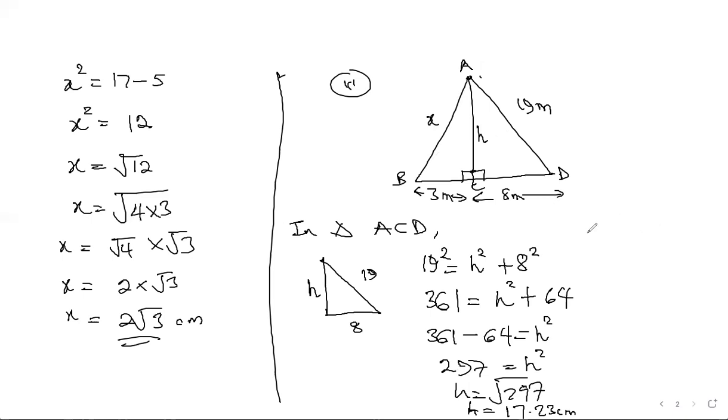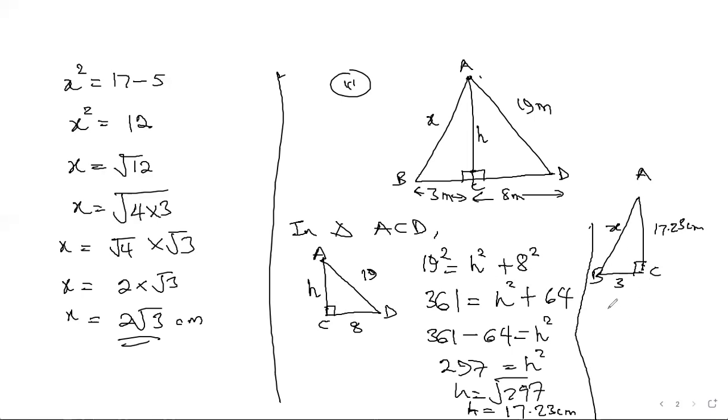Now that I have H, then I can consider the second triangle. So in the second triangle, I have this, the right angle is here. The H is 17.23. I've calculated that. Then x and 3. Now I can apply Pythagoras theorem again to this triangle. This is A, C, and B, and this is A, C, and D, and this is the right angle here. So the square of the hypotenuse, x, will be equal to 3 squared plus 17.23 squared.